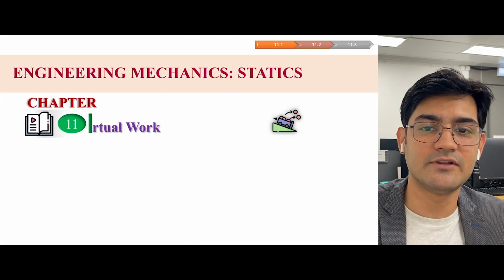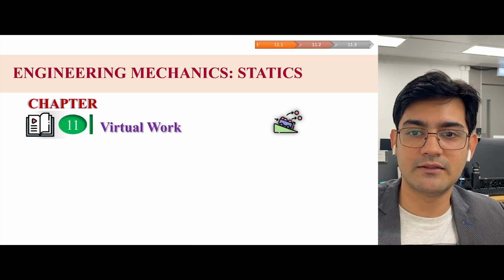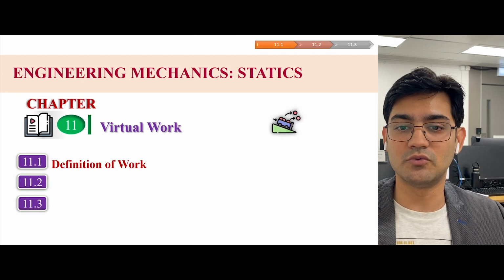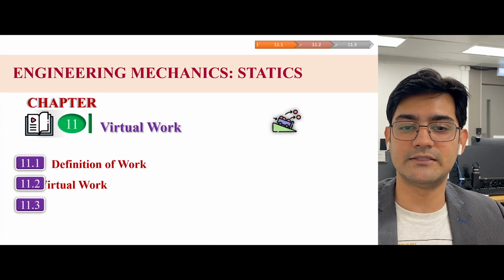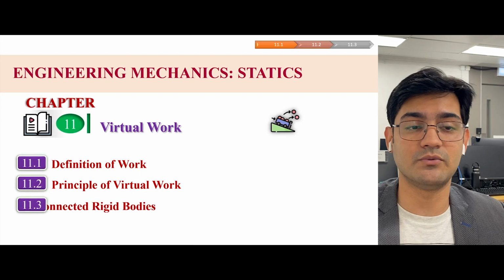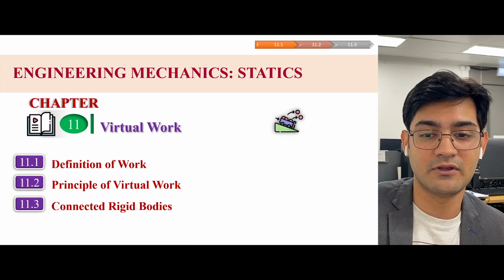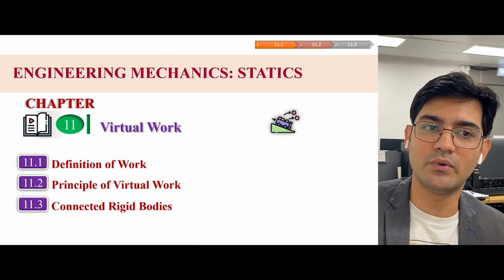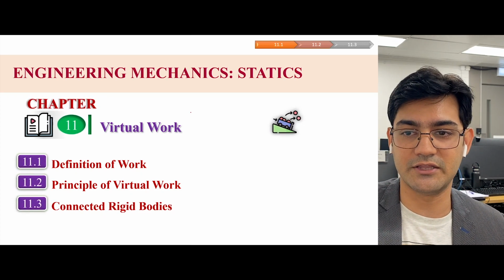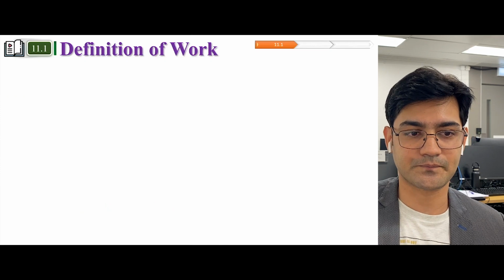So chapter 11 is about virtual work, and this chapter is divided into three sections. In the first section we will go through the definition of work, and in section 2 we will talk about principles of virtual work, and in the last section we will discuss connected rigid bodies, and we will do one example to really understand the whole concept of virtual work in this section 3.